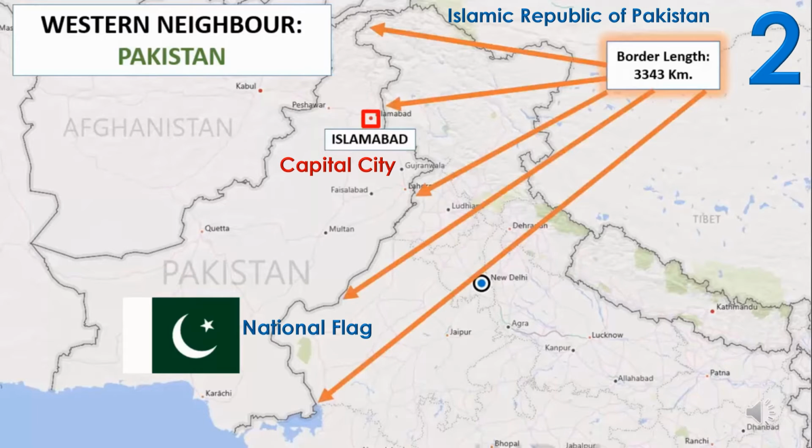Now, number 2, the Islamic Republic of Pakistan. The border length between Pakistan and India is 3,343 kilometers. Here you could see the national flag of Pakistan along with its capital city, Islamabad.